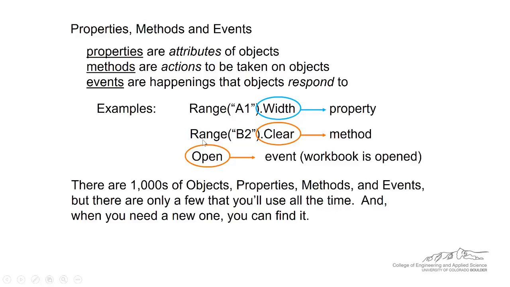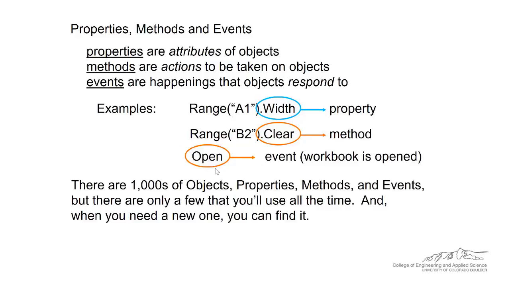A method is an action that's taken on an object. So range B2.clear is clearing everything in range B2. An event, for example, is when a workbook is opened, when a worksheet is activated, or when a workbook is closed. Those are events.